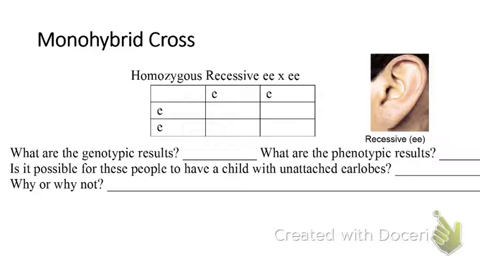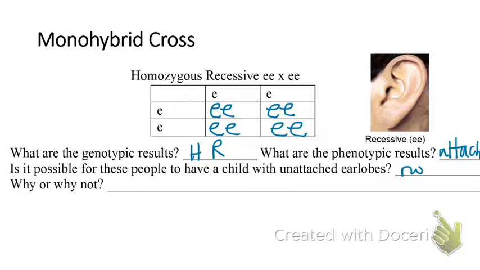If two people with attached earlobes mate, the only genotype that they can pass down is the recessive trait, and therefore the phenotype will be attached earlobes for all of their offspring. So all of the offspring would be homozygous recessive, which phenotypically means that they would have attached earlobes. Is it possible for these people to have a child with unattached earlobes? No. Why? Because they do not have a dominant trait that they can pass down.